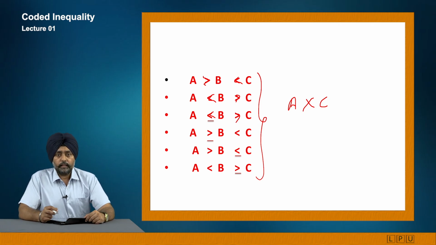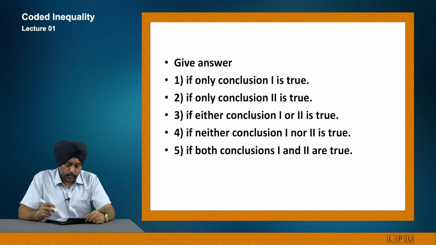Let us see now what type of questions come, what type of options come, and how to solve those questions. The questions of inequality are usually preceded by some instructions, and instructions tell us about the type of answers to be given. You will be given a statement, and below that statement usually two conclusions are given. If conclusion 1 is true, then you have to give answer 1. If 2 is true, then you have to give answer 2. If either 1 or 2 is true, then the answer will be 3.